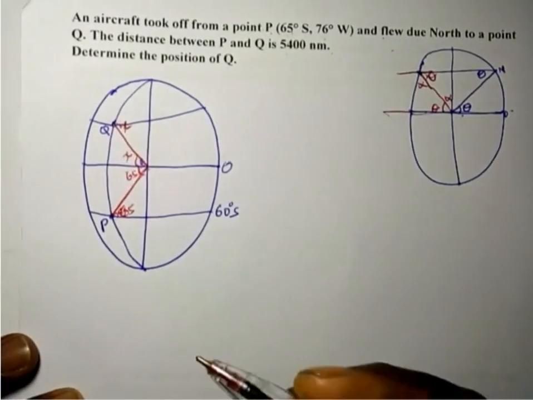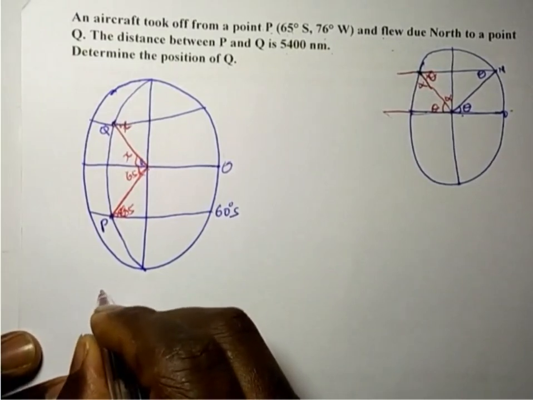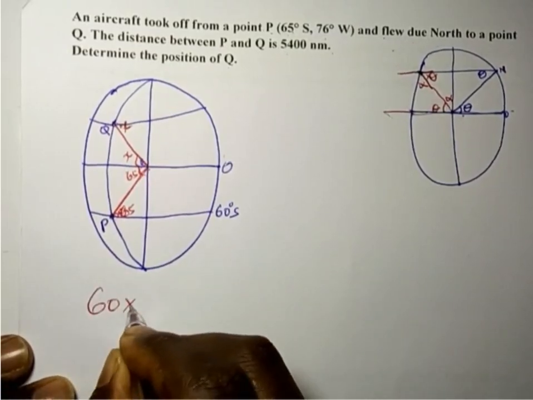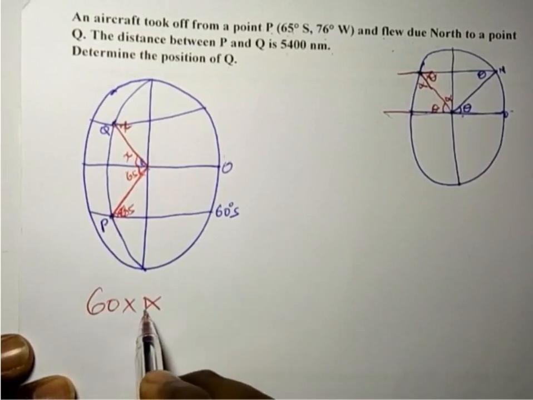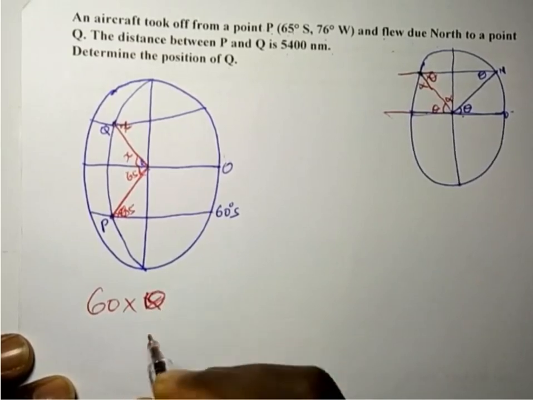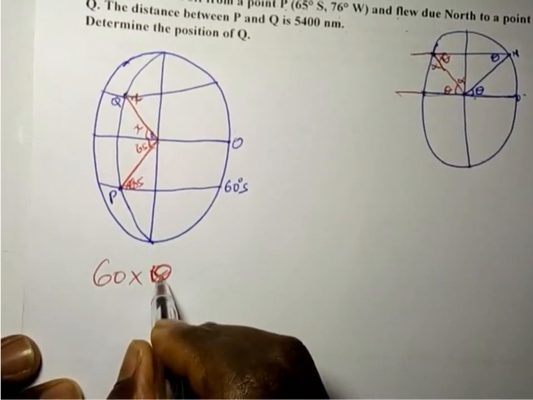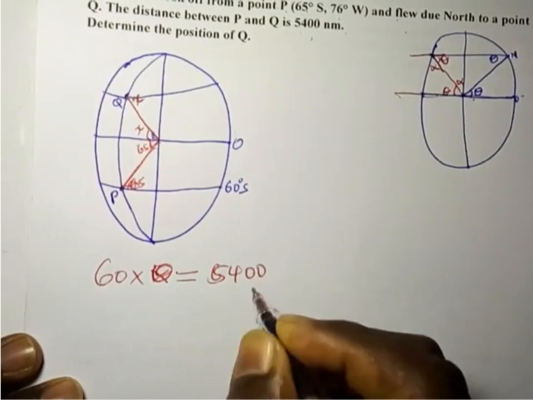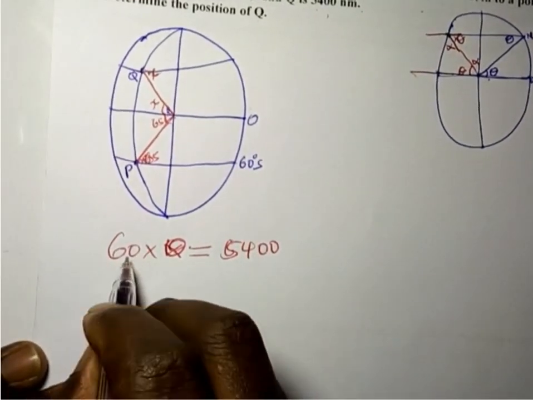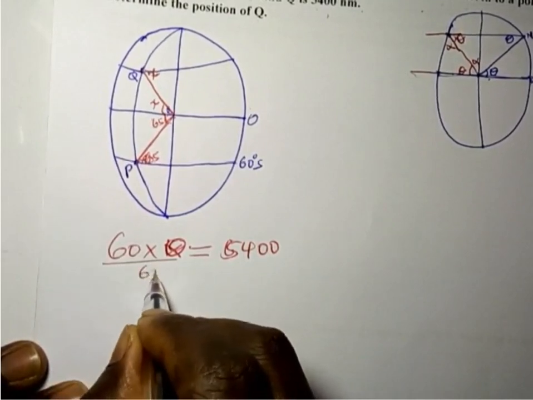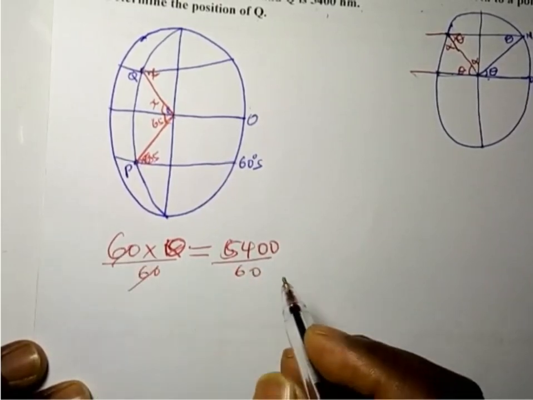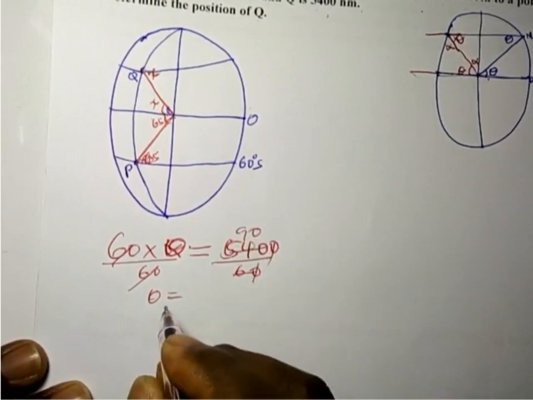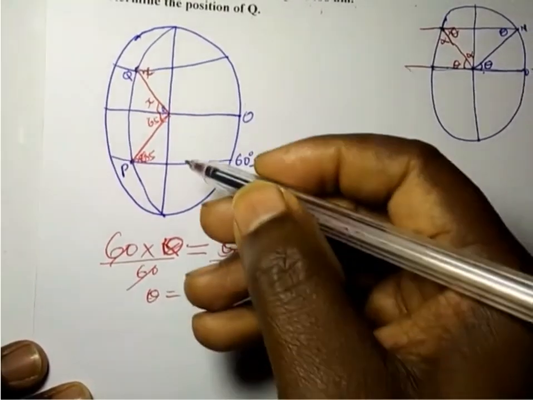Very important. We know this is on a great circle. How do we get that? For a great circle it is simple: 60 times theta. This is going to give us the distance, which is 5400 nautical miles. So how do we get theta? We just divide by 60. So theta is going to be 90. The angle difference theta is 90.